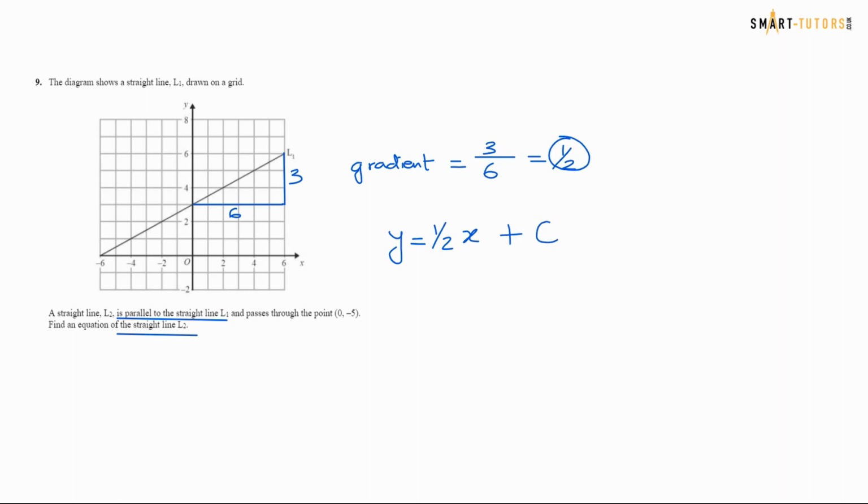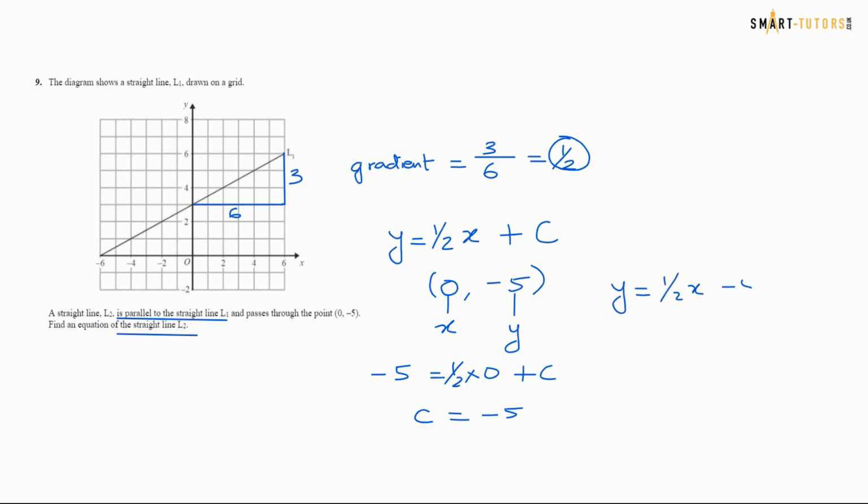So I mark it as c. But it is going through (0, -5). 0 is going to be the x coordinate, -5 is going to be the y coordinate. So substitute that: y equals -5, half times 0 is 0, plus c. So you will end up with c equals -5. So the equation of the line is y = 1/2 x - 5.